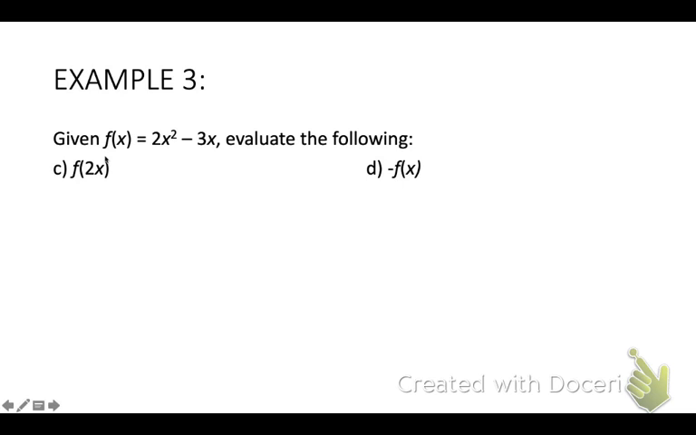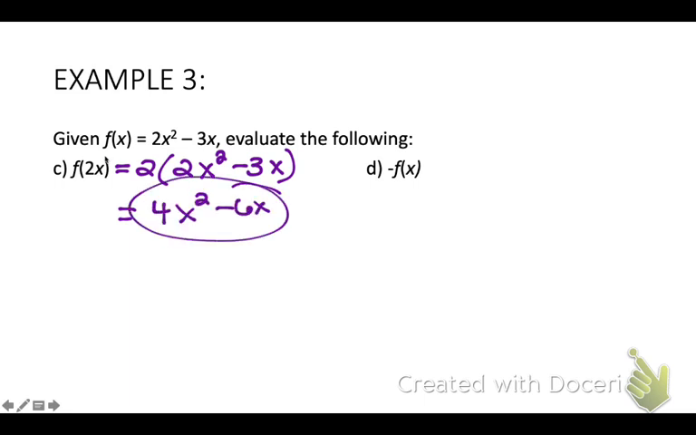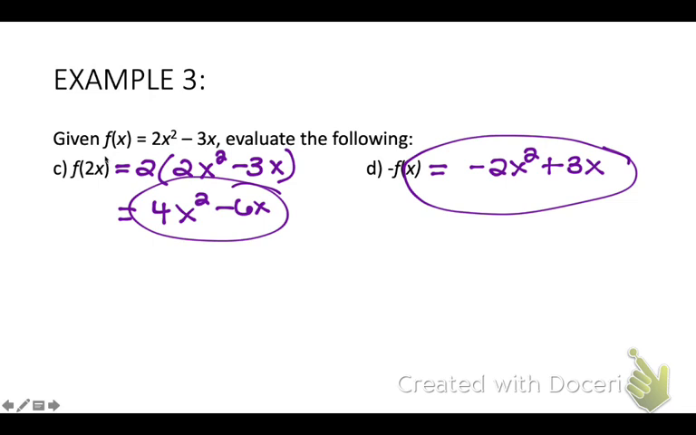Okay, C. Let's evaluate f of 2x, which just means we're going to double everything in our function. So 2 times 2x cubed minus 3x, which gets us 4x cubed minus 6x. Then the next one will be the negative of our function, just flipping the sign of everything. So negative 2x cubed and a positive 3x.